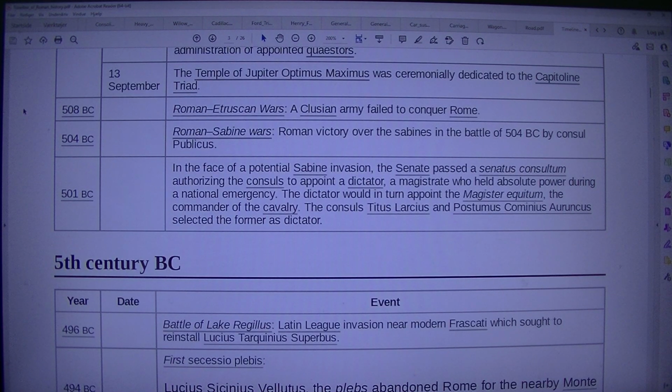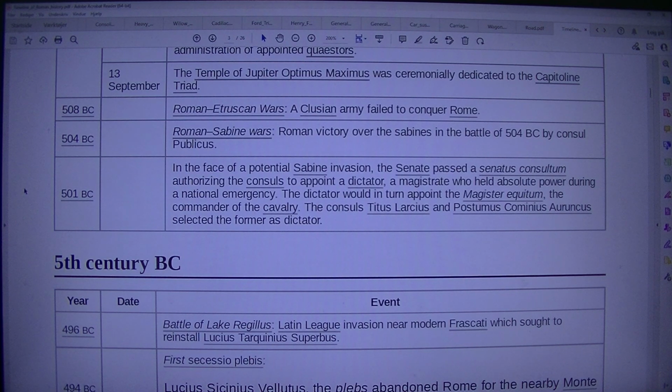508 BC, Roman-Etruscan Wars: a Clusian army failed to conquer Rome. 504 BC, Roman-Sabine Wars: Roman victory over the Sabines in the Battle of 504 BC by Consul Publicola. 501 BC: in the face of a potential Sabine invasion, the Senate passed a Senatus Consultum authorizing the consuls to appoint a dictator, a magistrate who held absolute power during a national emergency.